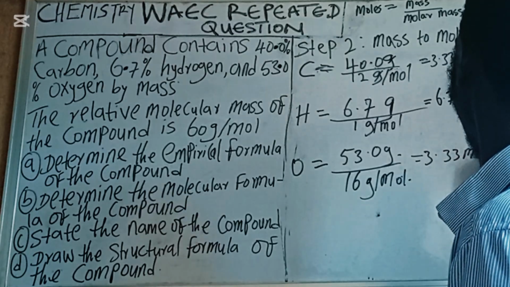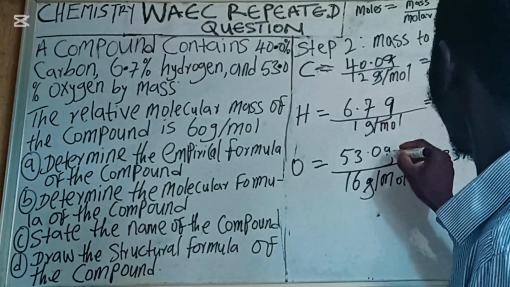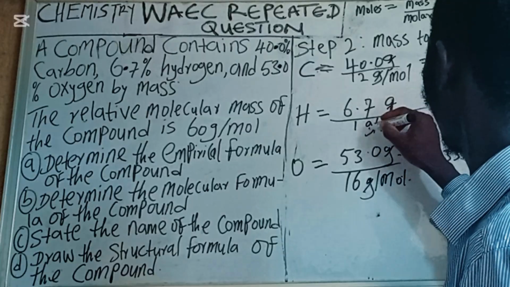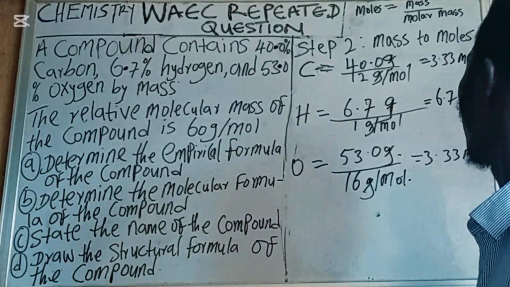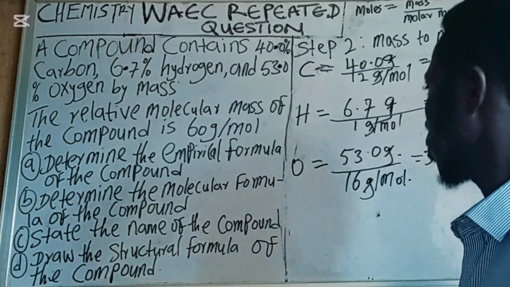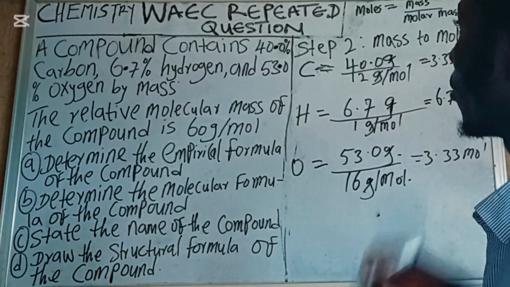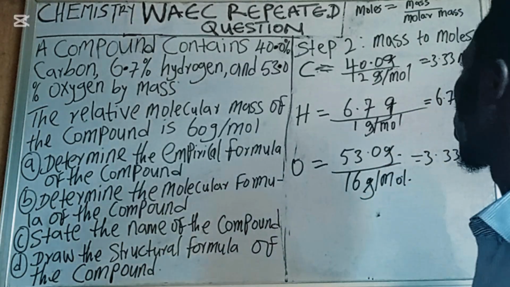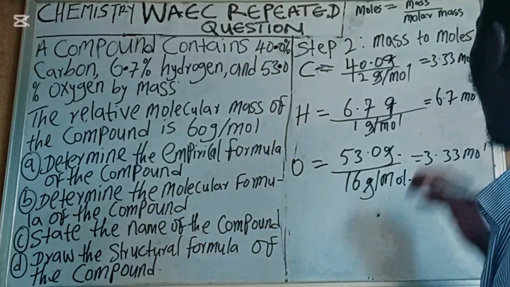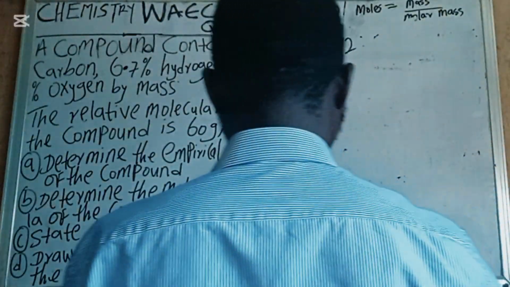3.33 mole, because the grams will cancel each other. Then you're now left with mole. So we have succeeded in getting our values in moles. So we are through with step 2. Our next step is step 3.